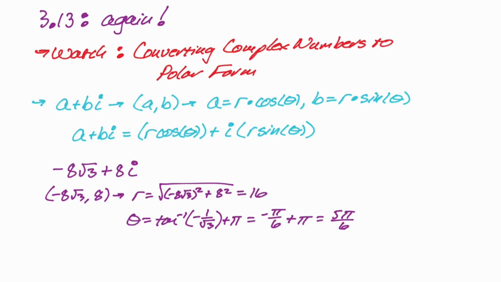We can write this as either 16 times the quantity cosine 5 pi over 6 plus i sine 5 pi over 6, or 16 cosine 5 pi over 6 plus 16i sine 5 pi over 6. It's just up to you which one you want to do. I really recommend that you watch a couple extra videos for polar. Polar is a much bigger idea than AP Precalc just shoves in. But anyway, let's take a look at the next section.